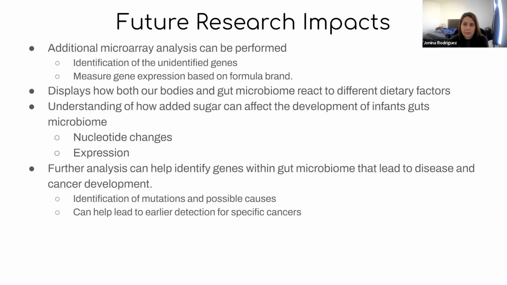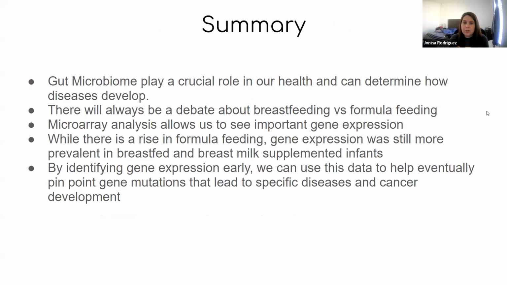So understanding how our gut microbiome develops and how even being fed in the early stages of our life can affect how these cells proliferate into cancer cells can hopefully help with early treatments and early diagnoses for specific diseases and cancer. So to summarize, gut microbiome play a crucial role in our health and can determine how diseases develop, such as cancers, colorectal, and even cardiovascular diseases, obesity, and type 2 diabetes.